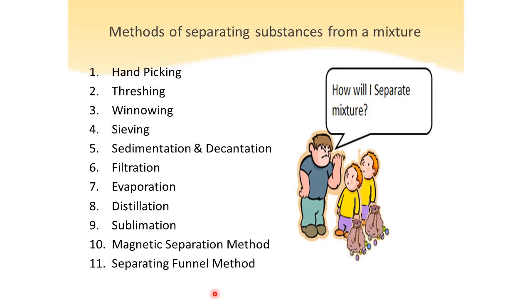So here are some of the methods of separating substances. Can you see this one? There are sometimes so many questions about how to separate. These are the various methods of separation: hand picking, threshing, winnowing, sieving, sedimentation and decantation, filtration, evaporation, distillation, sublimation, magnetic separation method, and separating funnel method. Today we are only going to talk about these four: hand picking, threshing, winnowing and sieving. The rest we will study later.